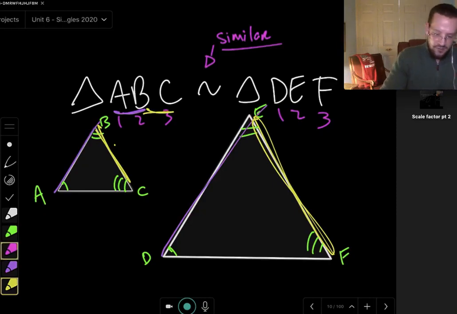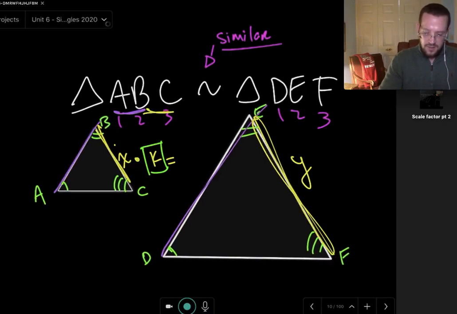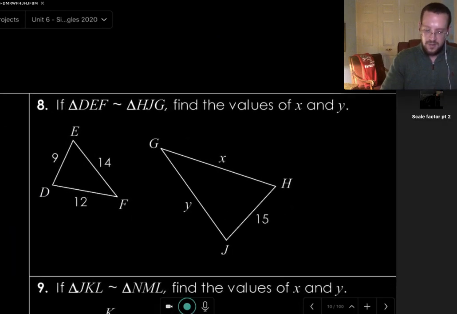So what can we do here? Well, we know there's some value, I'm just going to call k, that we can multiply x by, and it will equal y. K is our scale factor, so there's some number we can multiply x by to get to y. The reason why is because these two triangles are similar, and the two side lengths are proportional. So we got that going.